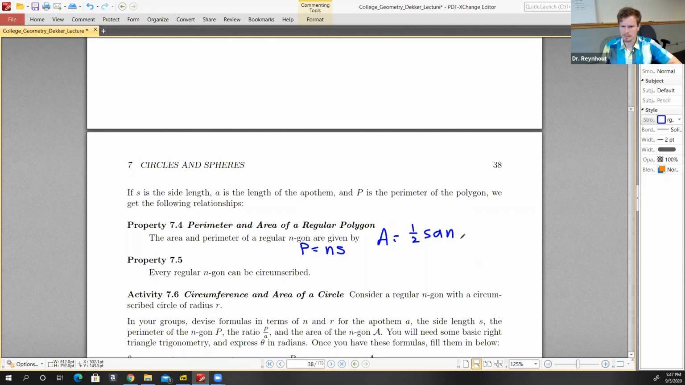Now maybe you don't like the way that that is. You can rearrange those letters as needed, but this would be our equation for the area of a regular polygon. So these we want to use. Maybe we knew those already.